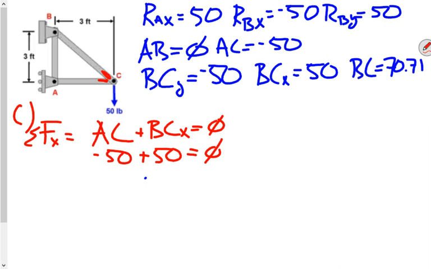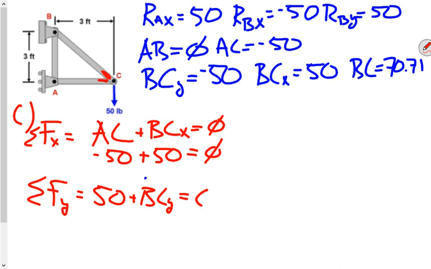Okay? Now let's look at some of the forces in the Y direction. Some of the forces in the Y direction, we have 50, right? We have BCY is equal to 0. And so we have 50 plus, and BCY was negative 50. Holy smokes, look at that. They add up to 0.